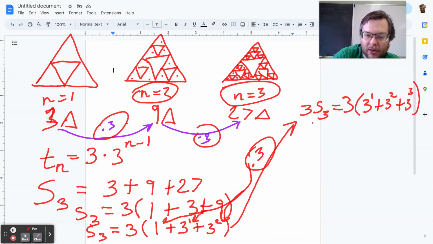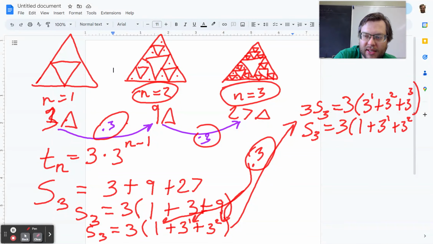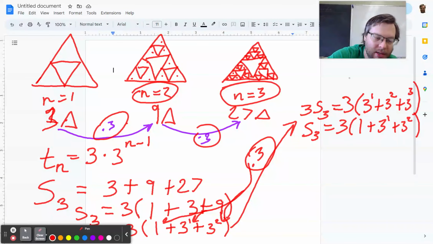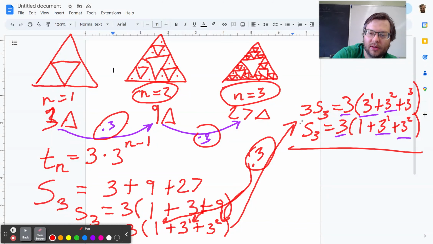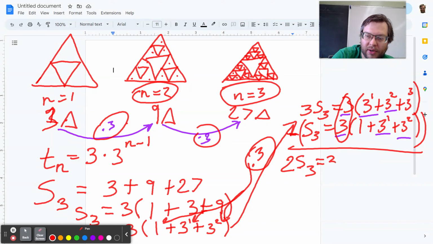What I'm going to do next is write my original S3 underneath it. 3 times 1 plus 3 to the first plus 3 to the second. And the idea here is that there's a lot of things that cancel out. There's a lot of things that match up. Like you may notice that this matches with this, and this matches with this, and even this part matches with that part. So if I subtract these two sums from each other, what I end up with is this. 3 minus 1. How many are left over? 3 minus 1 means there's only 2 copies left over. Both of them had this 3 in common, so I can pull that out in front.